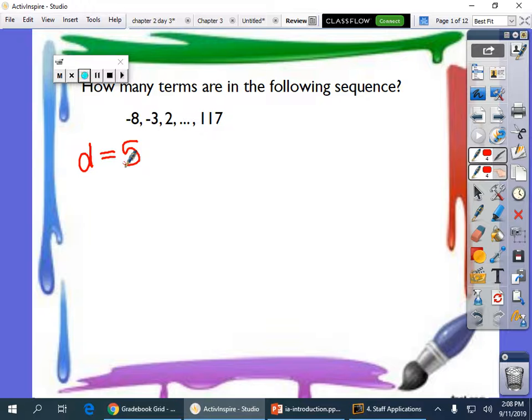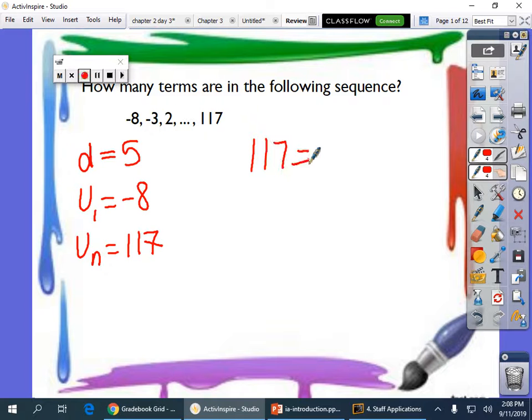What else do I know? U1 is? UN is? 117. Okay? So now to find the number of terms. 117 equals -8 plus n minus 1 times 5.